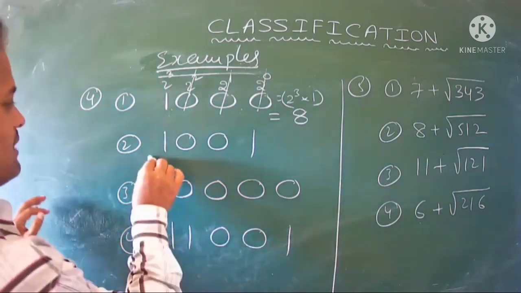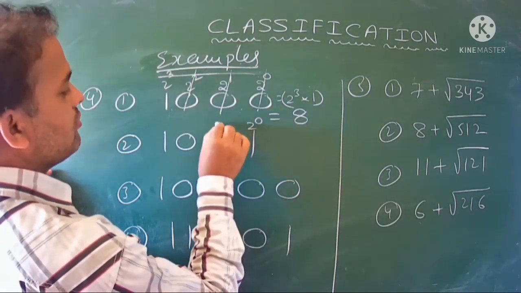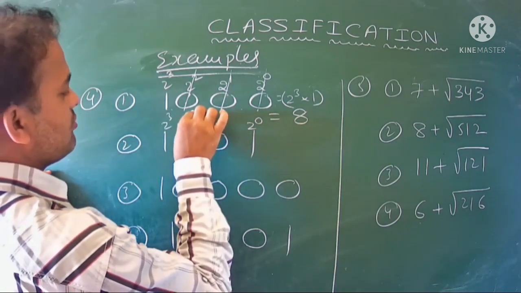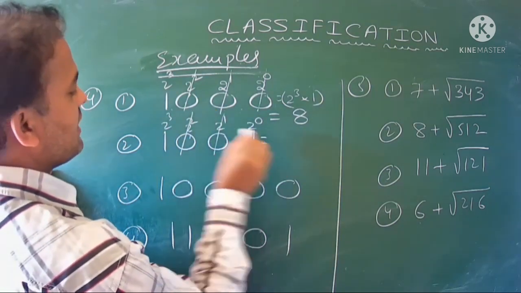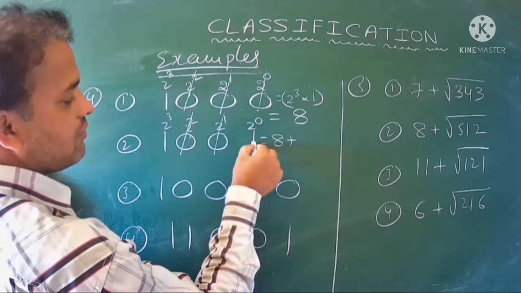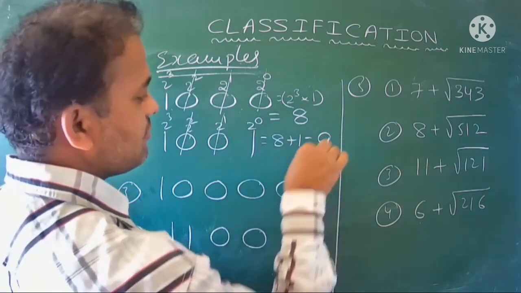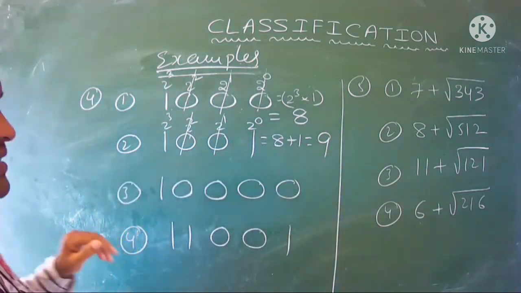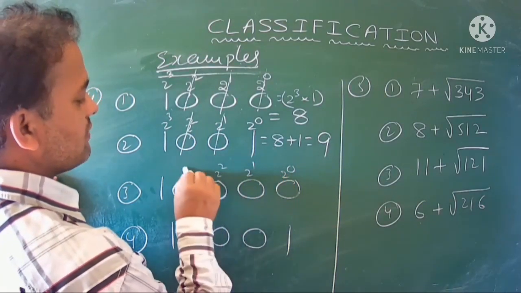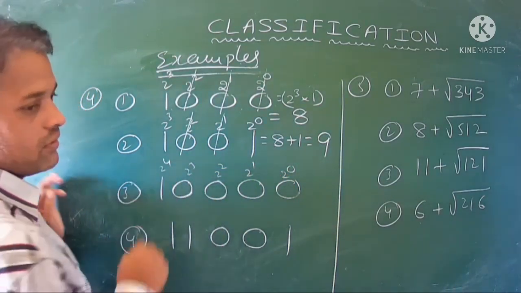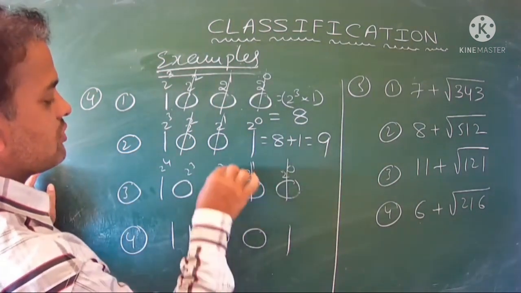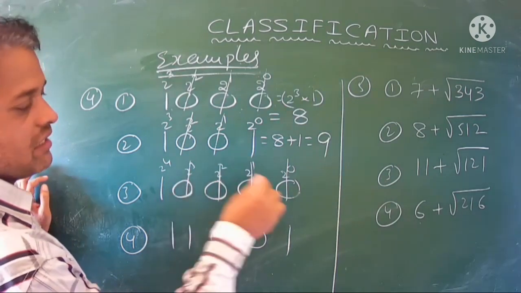Similarly, in the second one also, applying 2 power of 0, 2 power of 1, 2 square, 2 power of 3. So these two values will get cancelled. 2 cube into 1 is nothing but 8, plus 2 power of 0 value 1, 1 into 1 is nothing but 1. So that value will become 9. Next, what is the third one? Apply here 2 power of 0, 2 power of 1, 2 square, 2 cube and 2 power of 4. Now here all zeros should be cancelled. Why? Because 0 into anything will become 0.